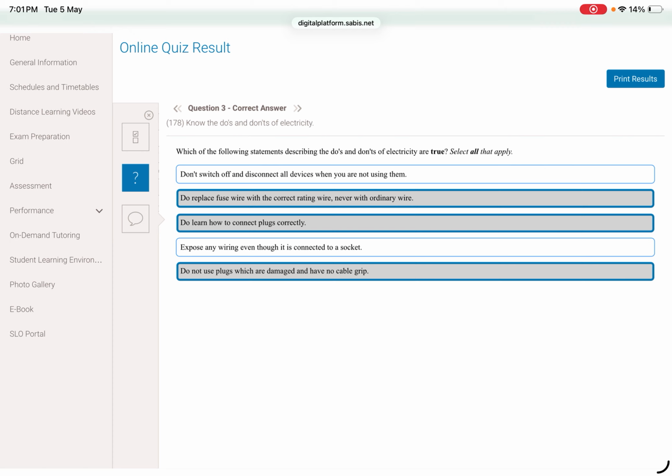The third option is, do learn how to. Okay, that's obvious. Because if you plug it in incorrectly, it could cause electric shocks and overheating at the same time. So you have to learn how to do it.